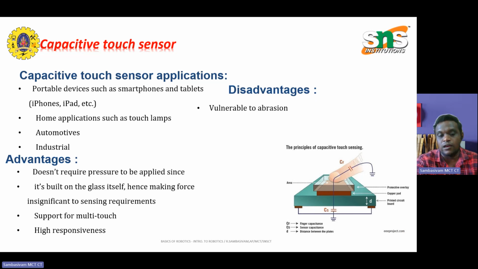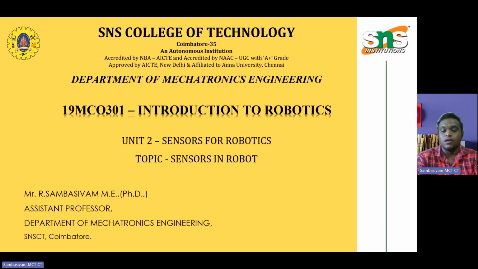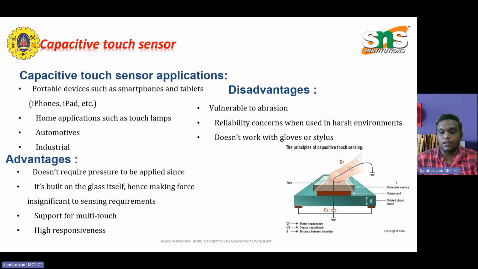Similarly, the disadvantages, which everybody knows: they are vulnerable to abrasion, there are reliability concerns when they are used in harsh environments, and we cannot work without bare fingers, for example with gloves. So this is about the capacitive touch sensors.